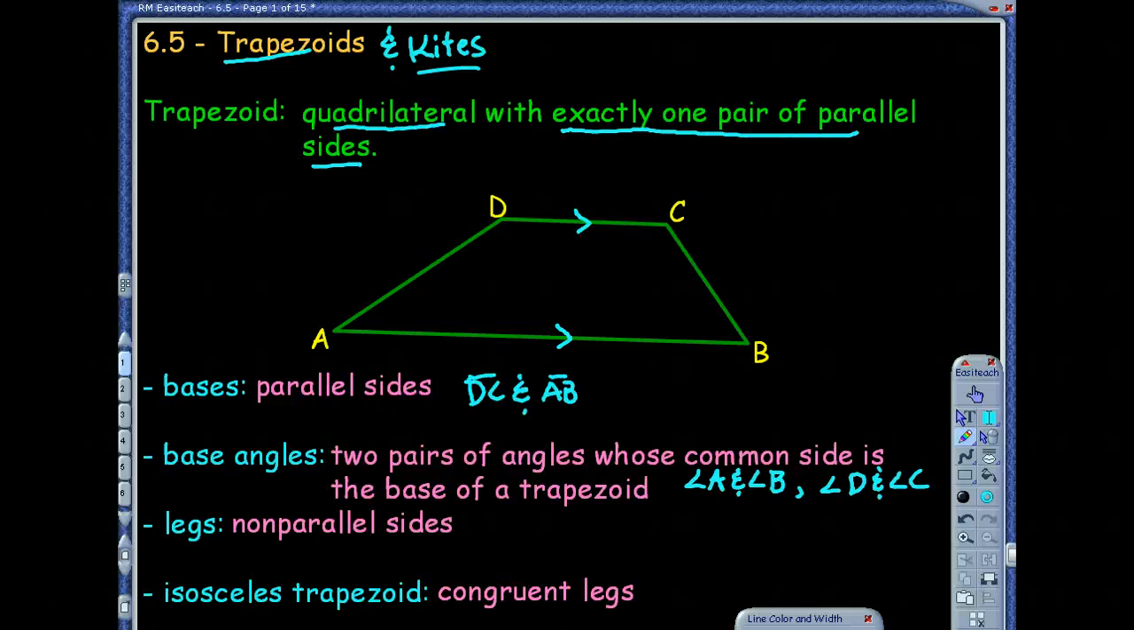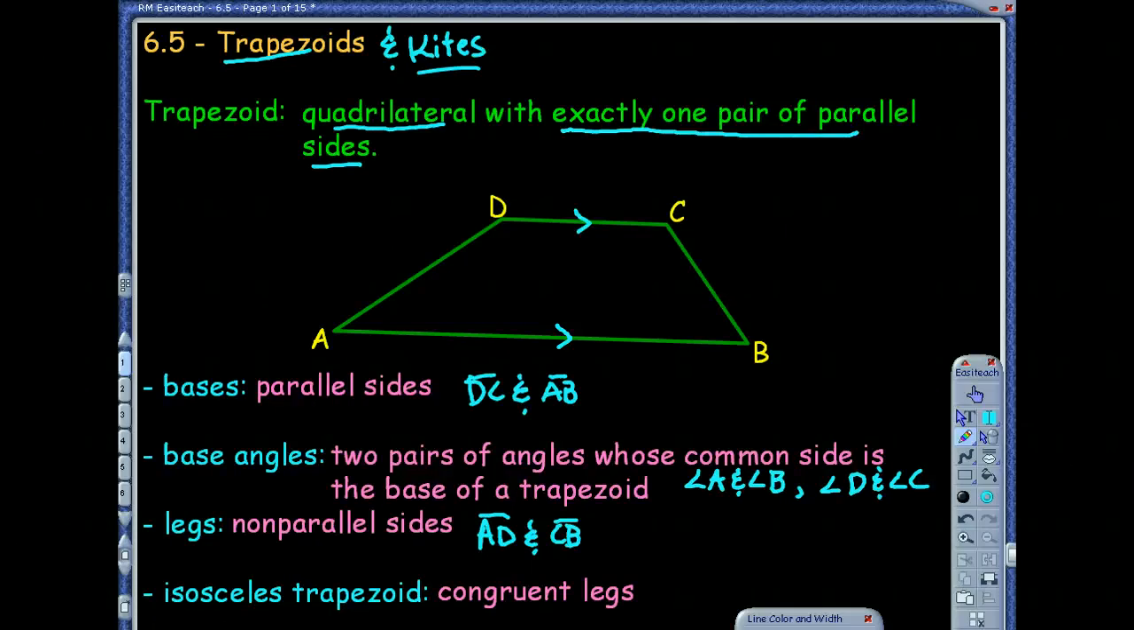Now, the legs are the non-parallel sides. So what would be the legs in this picture? Segment AD and segment CB would be the legs. And something that we've talked about, again referencing this triangle idea, we've talked about legs of a triangle before.